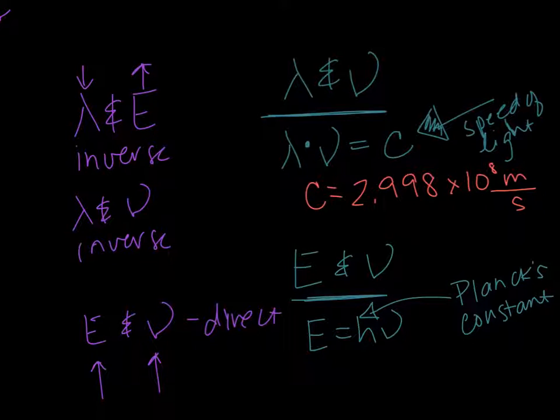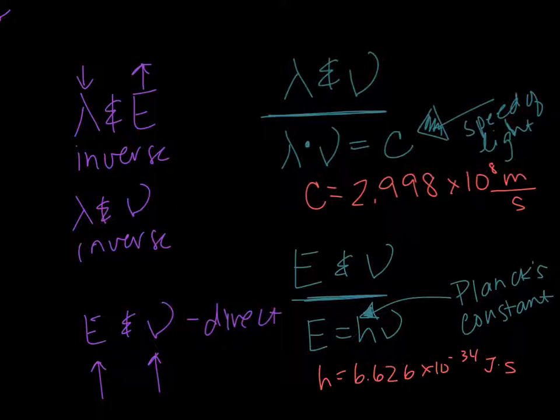And Planck's constant is the number that was found to be multiplied by the frequency to get the energy for one photon. So for one particle of light, you would calculate the energy of that one particle of light at a particular frequency using H. And the value for H is 6.626 times 10 to the negative 34 joule times a second.